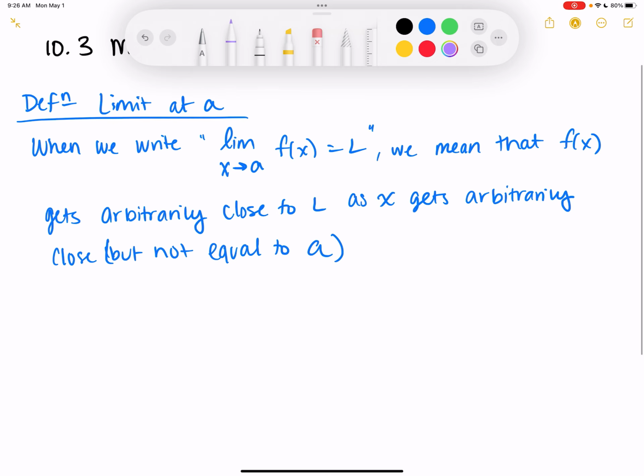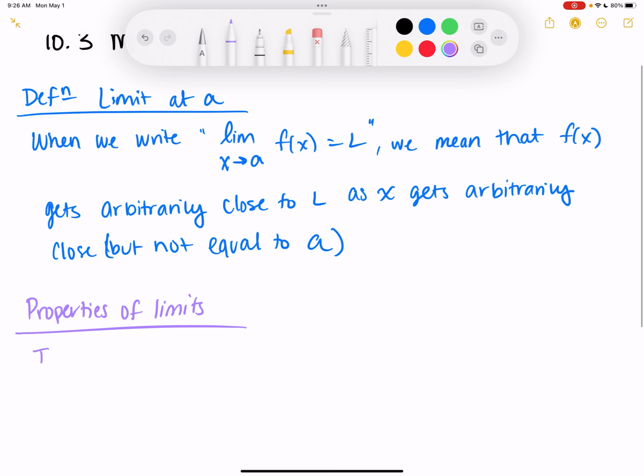So next we're going to have 7 properties of limits. So if the limit as x approaches c of f of x and the limit as x approaches c of g of x both exist.